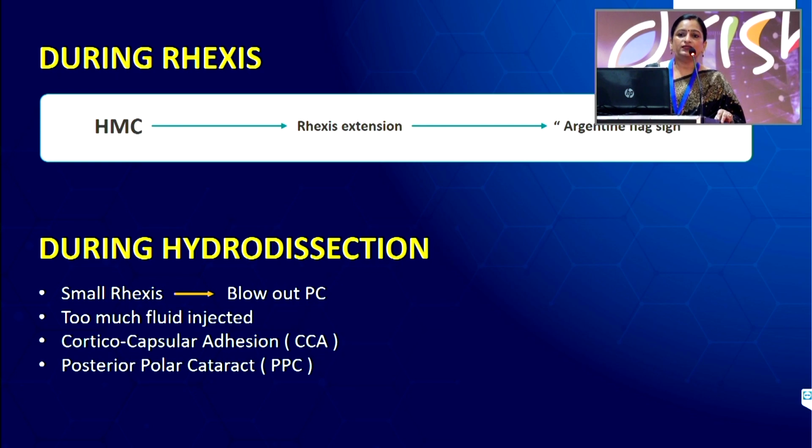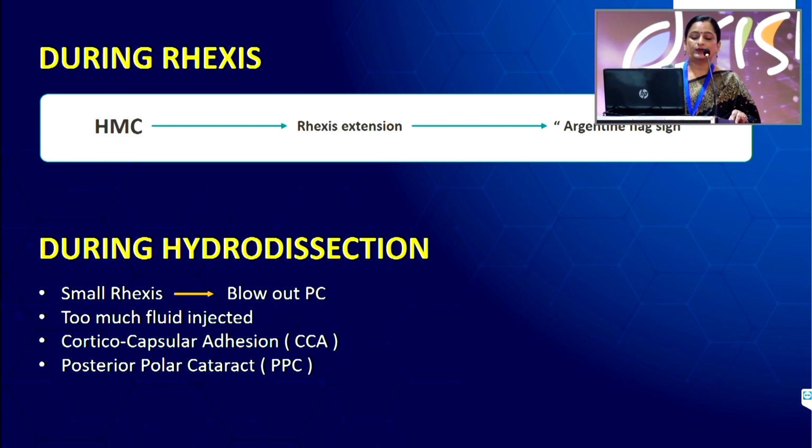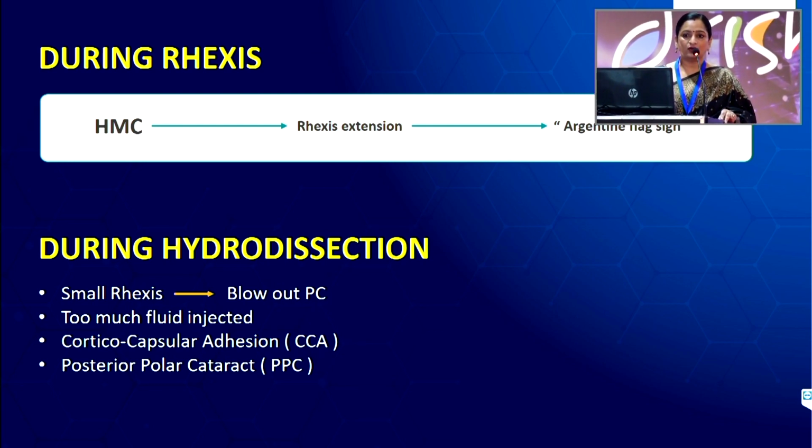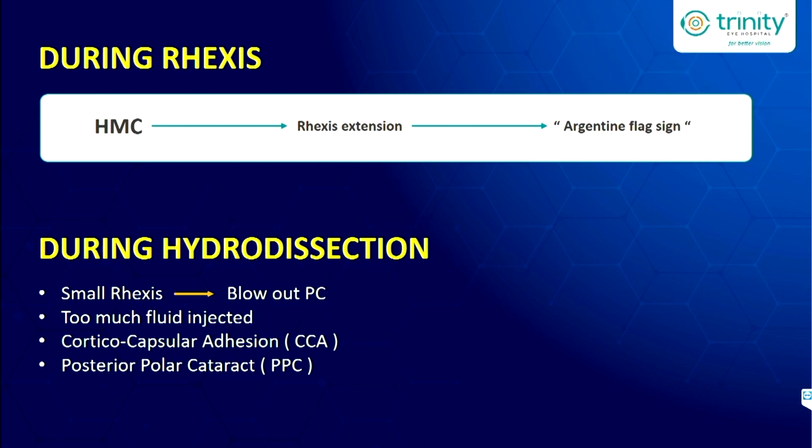It can happen at any stage of your surgery, like rexis extension, as sir was telling, can cause an Argentinian flag sign. During hydrodissection, especially if you have a small rexis and you try to push in more fluid, it can cause a PC blowout. And again, in some of the cases, you have corticocapsular adhesions, which can also lead to PC blowout.